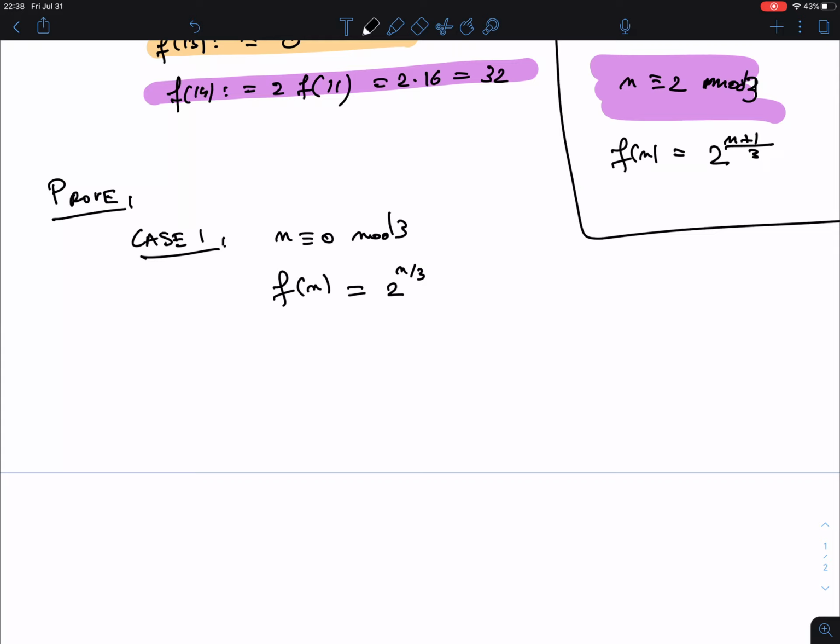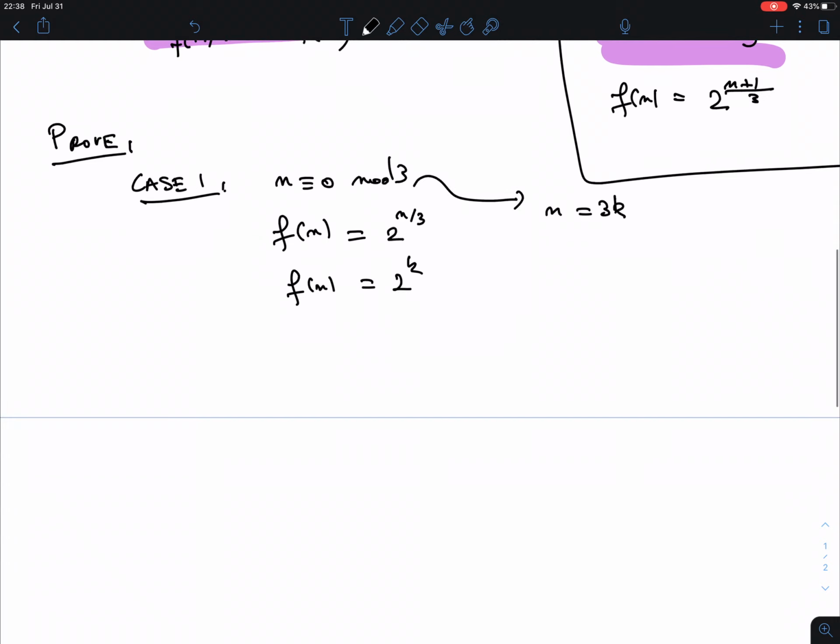Base case. So n is equal to 0 mod 3. What does it mean? This is not helpful in writing it that way, but it means that n is a multiple of 3, right? That n is 3k, okay? And so n divided by 3 is just k. So I'm saying that f of n is 2 to the k, okay? So now I want to prove this f of n plus 1.